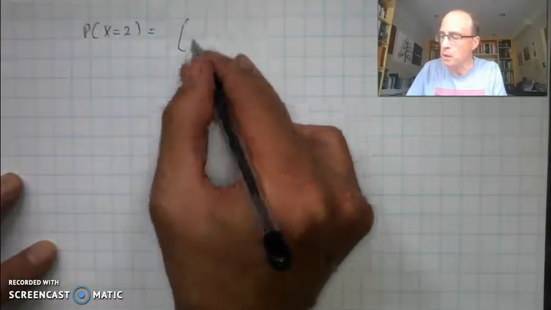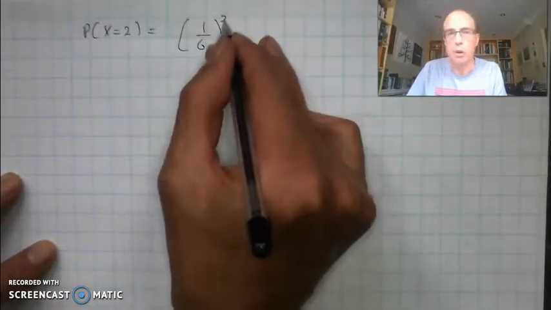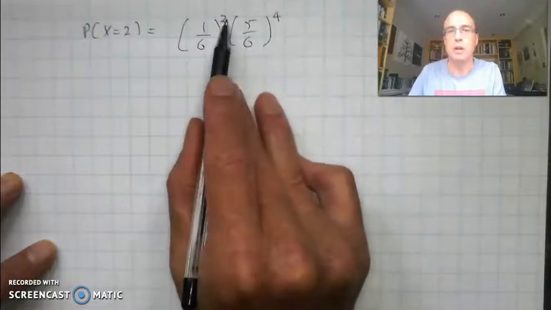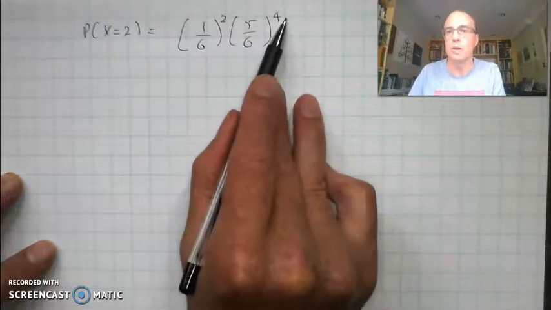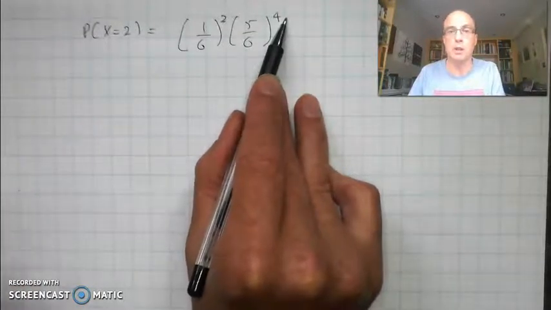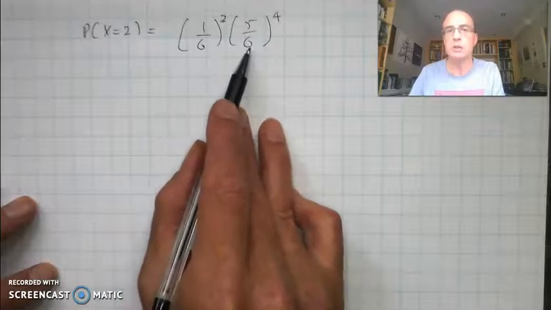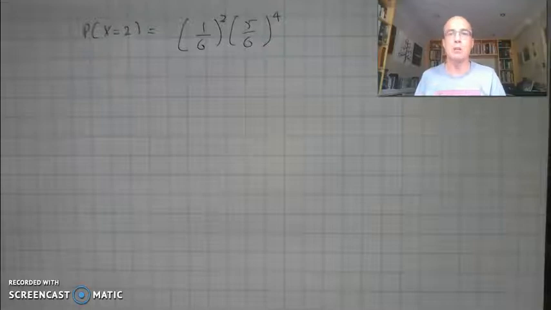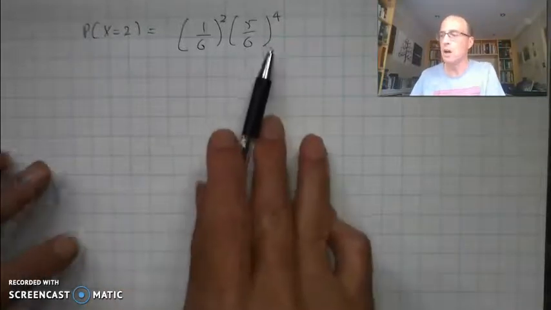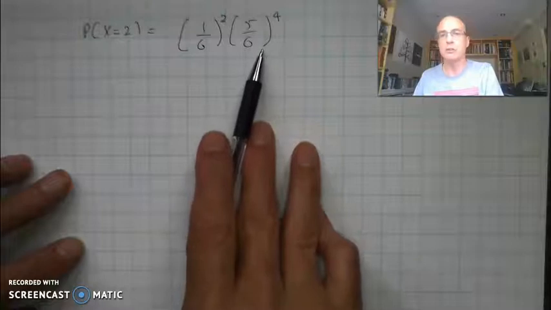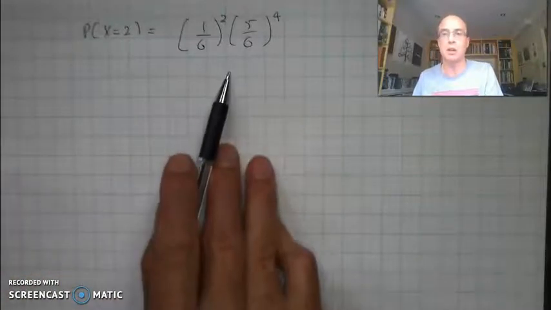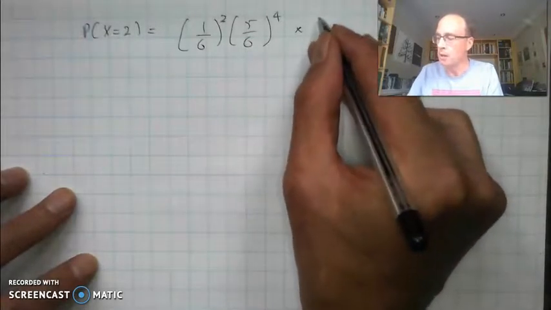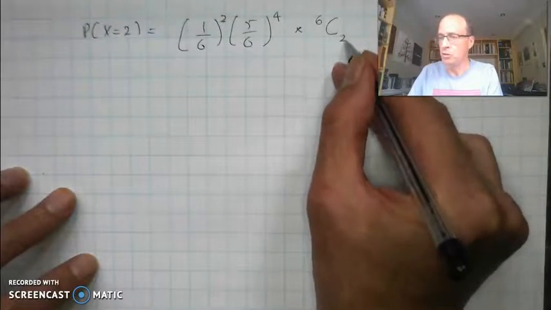This time though, we need to be successful twice, and we're going to need to be unsuccessful 4 times. So again, the powers 2 plus 4 is going to add back to my total number of trials, which is 6. I've got 2 successes and I've got 4 failures. But I also need to think about the number of possible combinations of where those successes occur out of the 6 rolls. So I need to multiply it by 6 choose 2.